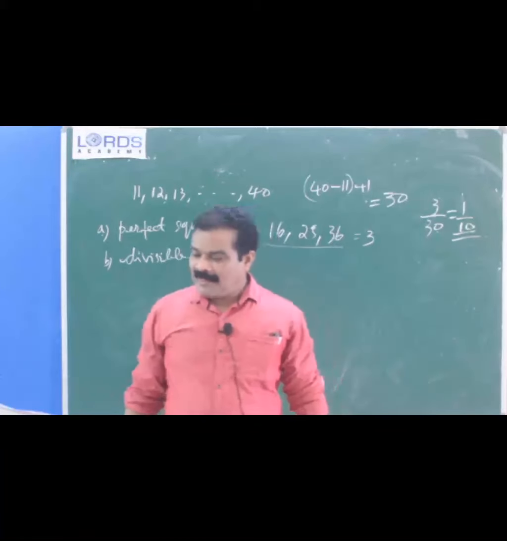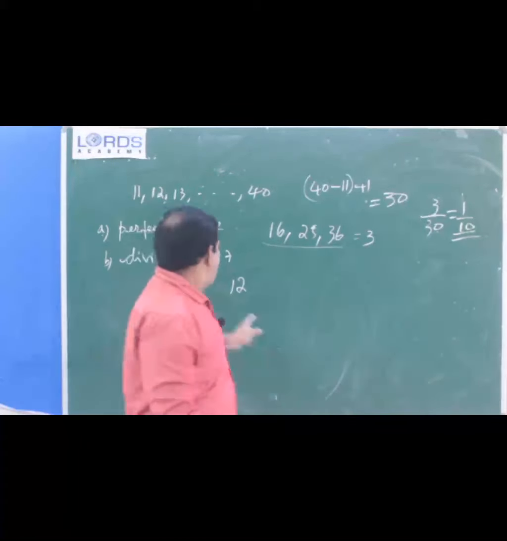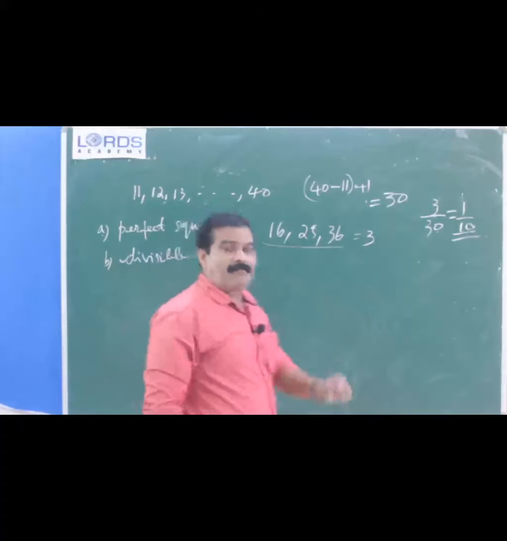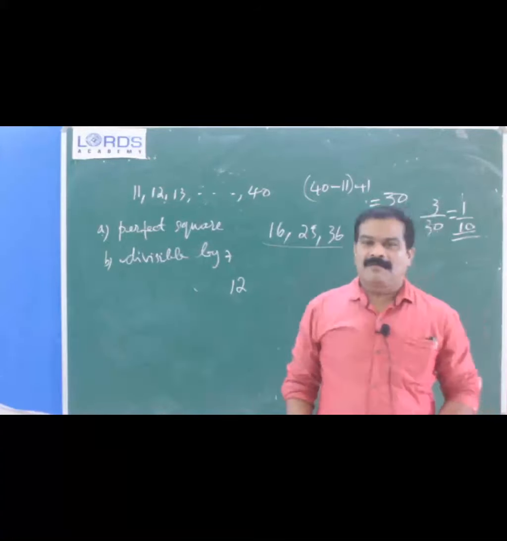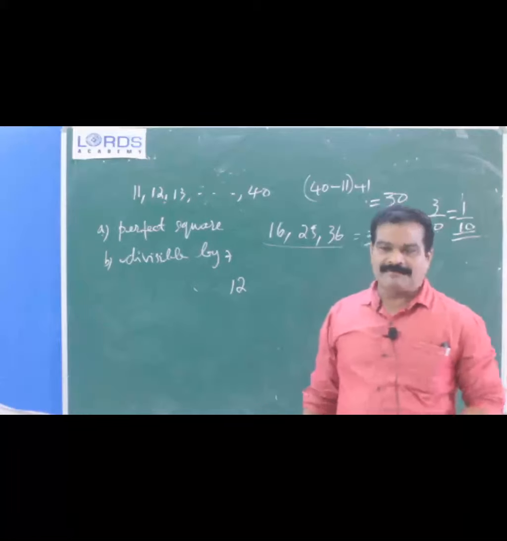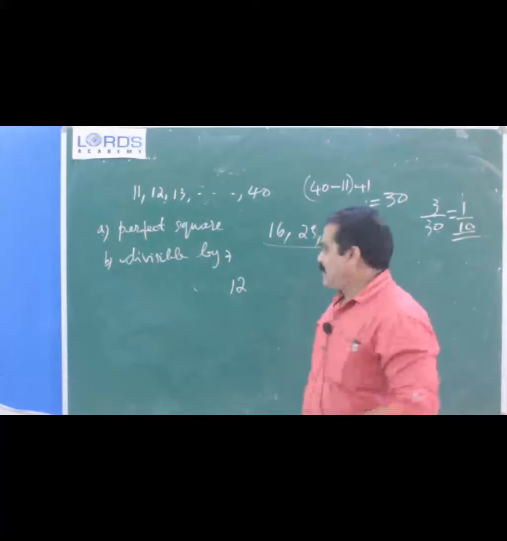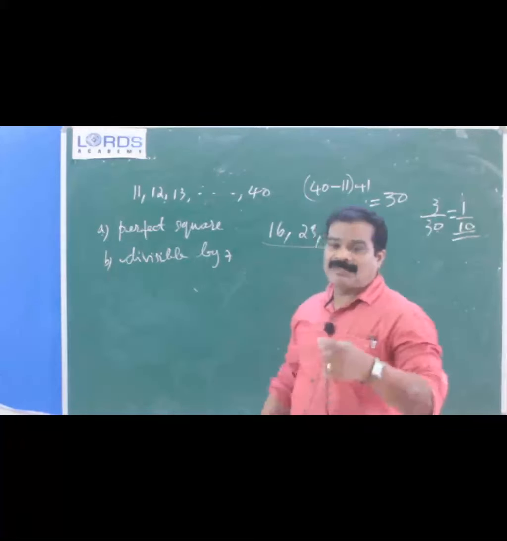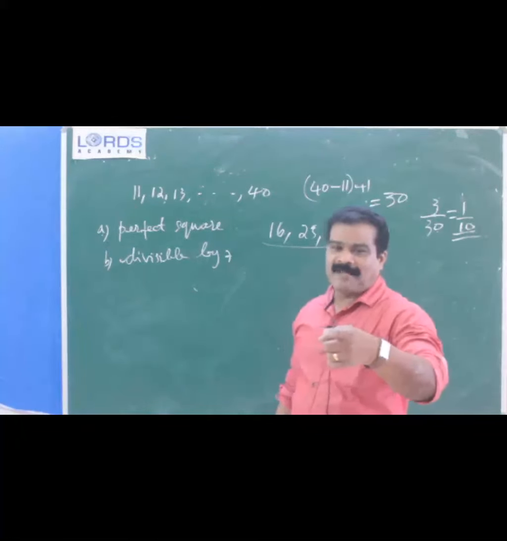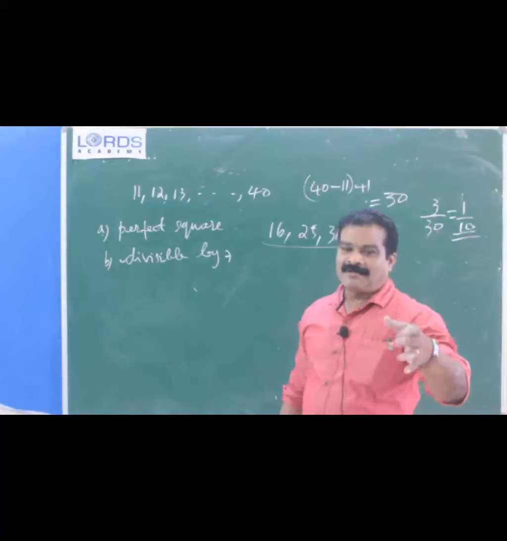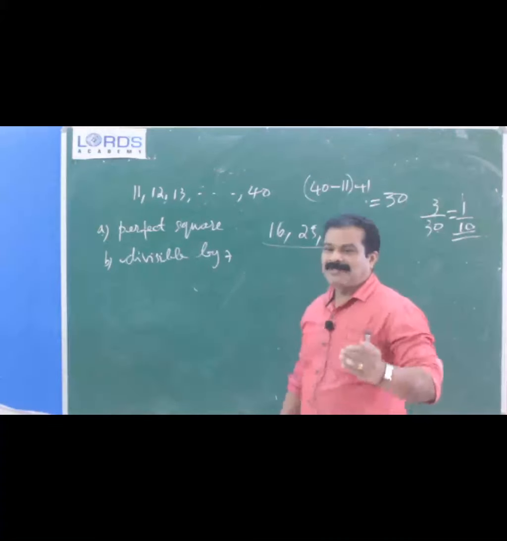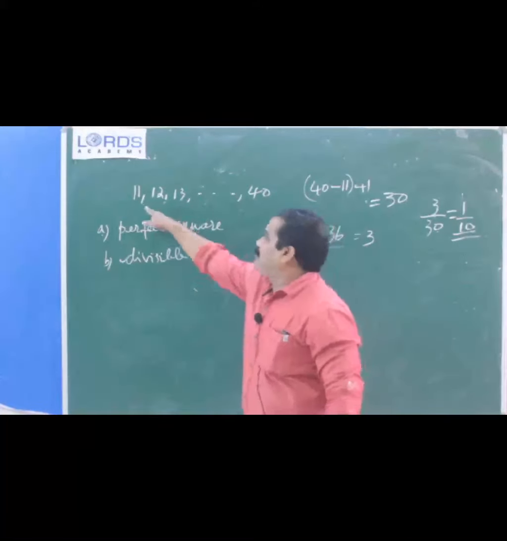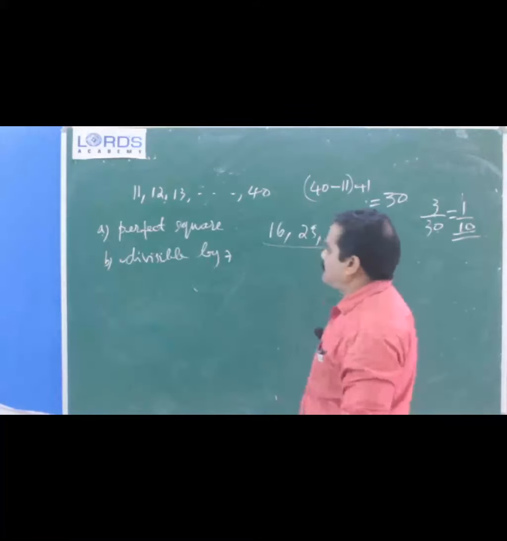Then next, what is the probability of getting a number divisible by 7? Divisible by 7 means that it should be a multiple of 7. Okay? Amlin Johnson, please give me. Amlin Johnson is present there? Yes, Amlin, please. Find the multiples of 7 between 11 and 40. Please give me the answer.